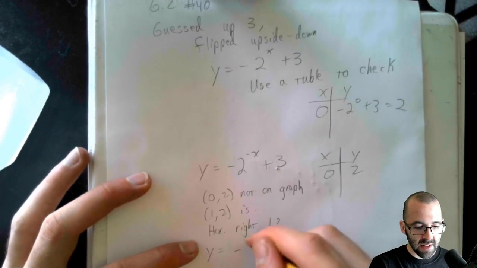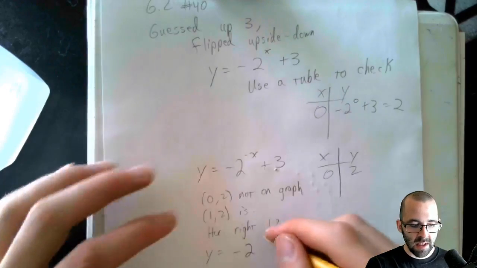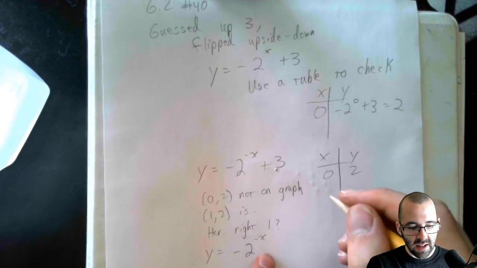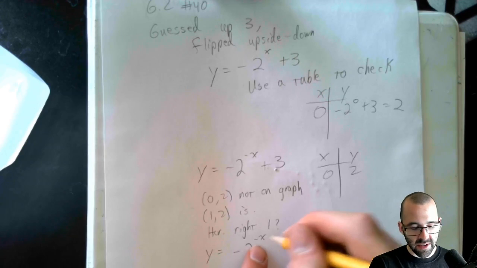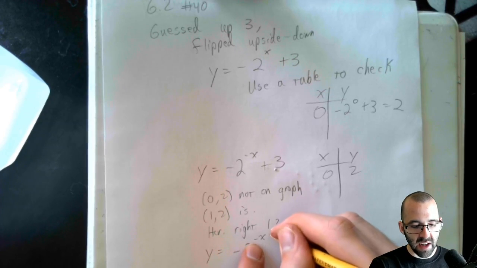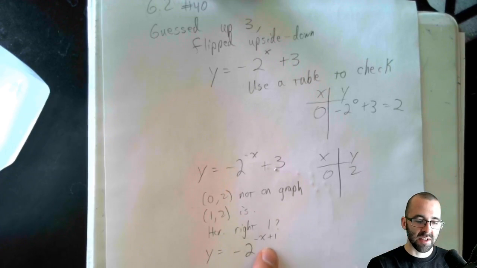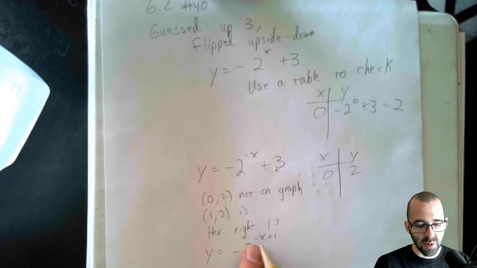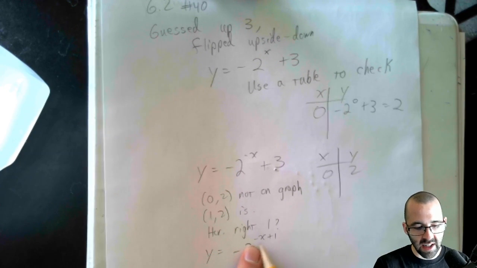So let's try negative 2 to the negative x. And again, the way the order works, to move it to the right one, we're actually going to have to add a +1 right here. Even though this is normally left 1, it has to do with the fact that we already have this negative out here in front.